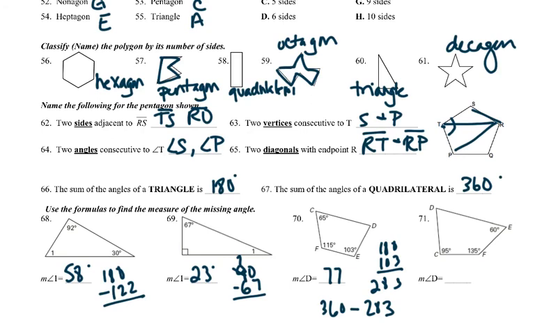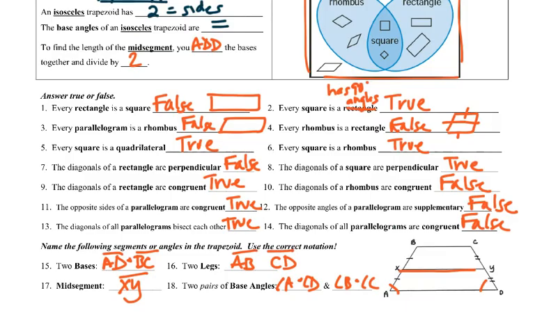Here, if I add those up, I have 290. If I subtract that from 360, I get 70. So there you have it. I know that was a long review sheet, but that's all of Chapter 6.